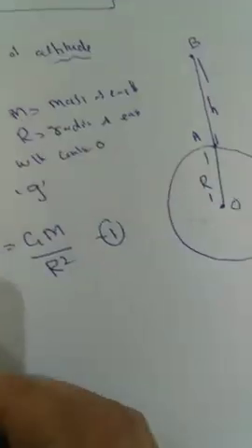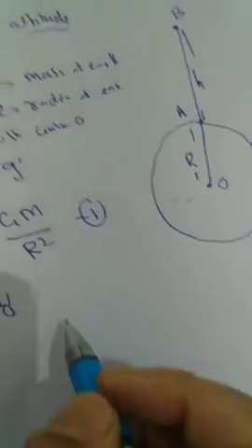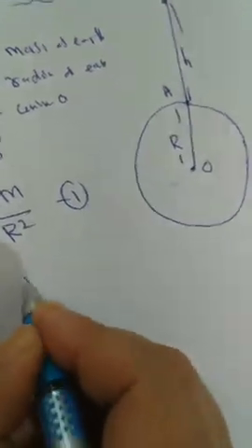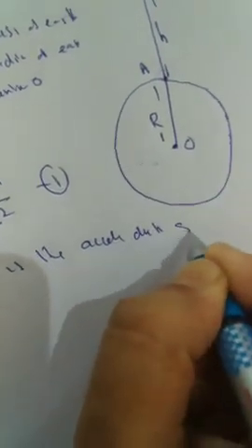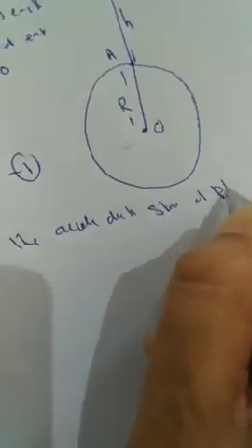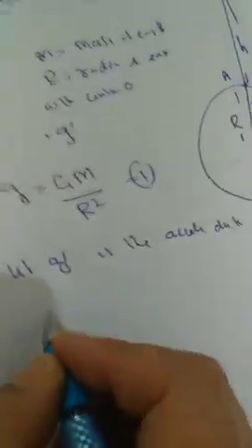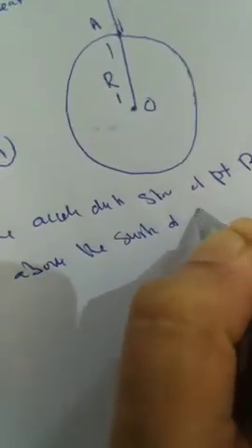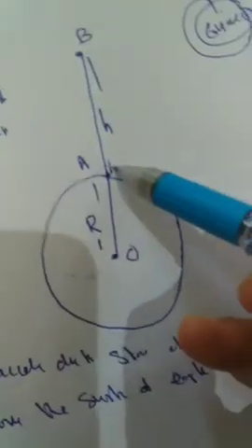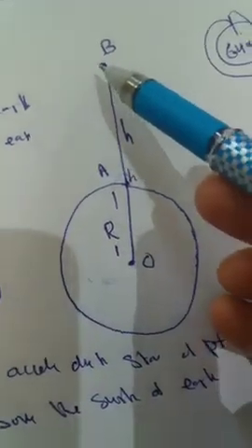Let g dash be the acceleration due to gravity at point B, at a height h above the surface of earth. I already discussed above, at a height h above the surface of earth. That means the height between A and B is h.